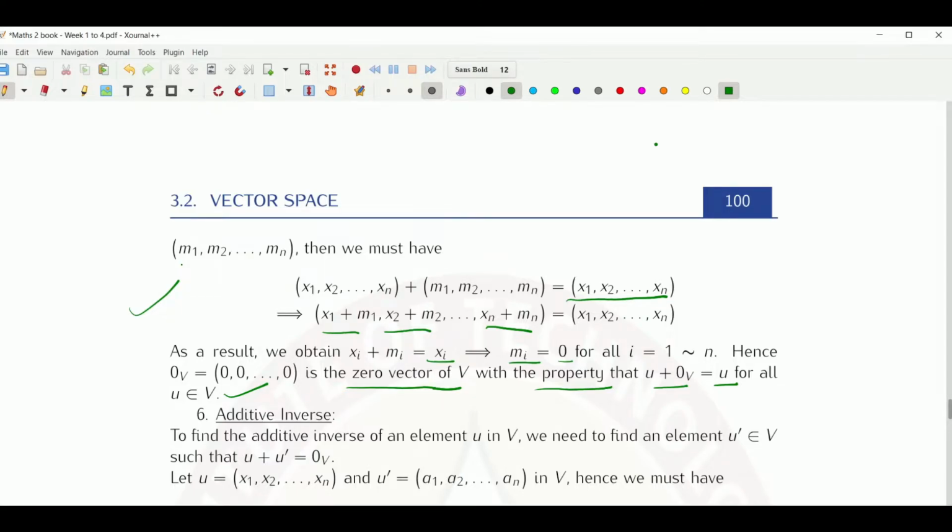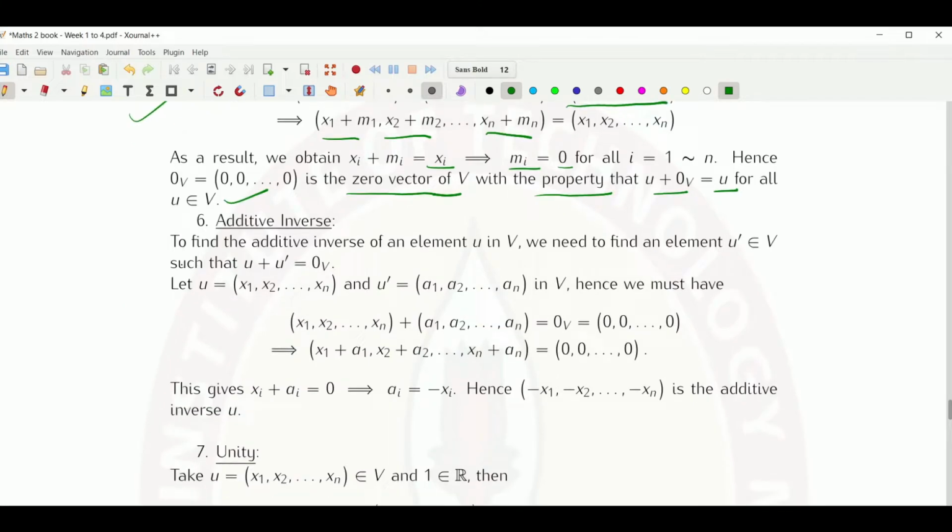Let's check the additive inverse. To find the additive inverse of an element u in V, we need to find an element u dash belongs to V such that u plus u dash is equal to the zero vector. Let u is equal to (x1, x2, ..., xn) and u dash is equal to (a1, a2, ..., an) in vector space V. Hence, we must have (x1, x2, ..., xn) plus (a1, a2, ..., an) is equal to (0, 0, ..., 0).